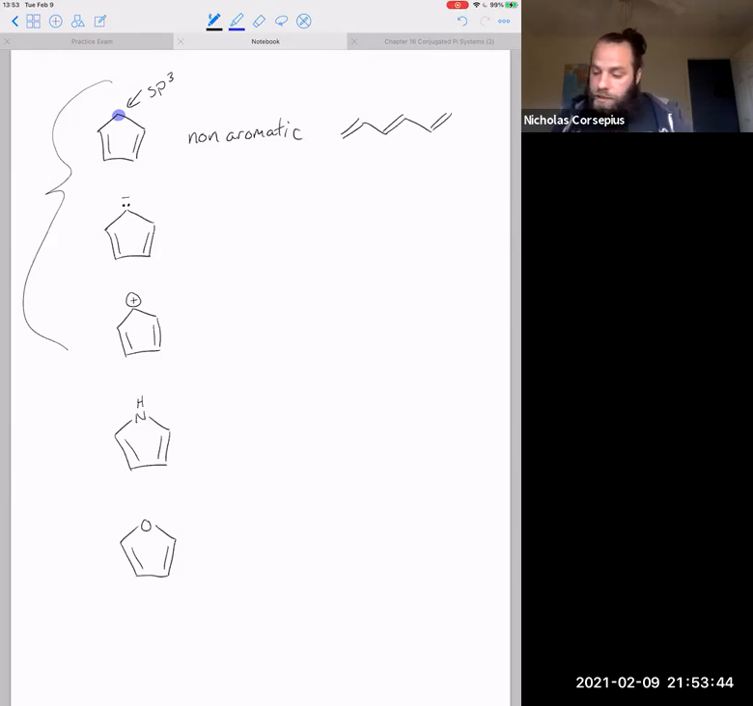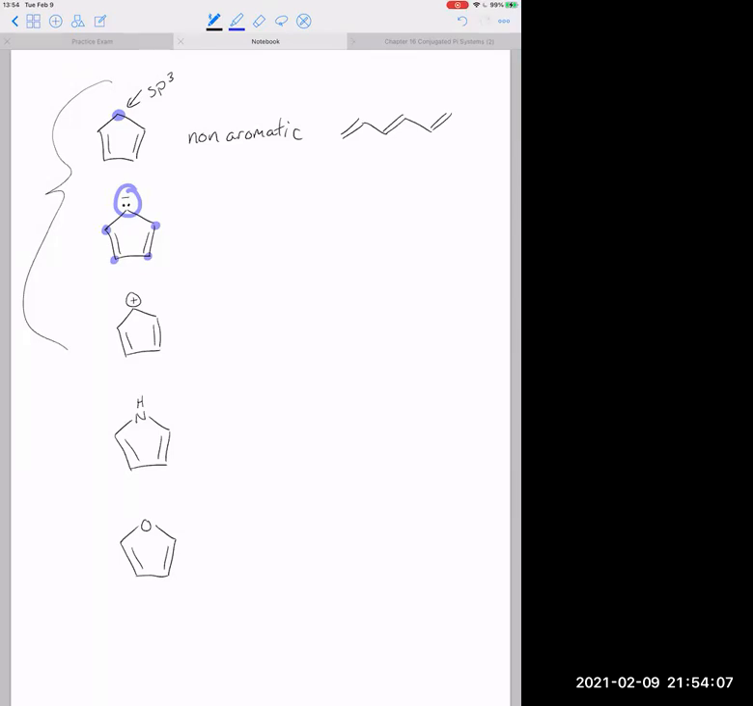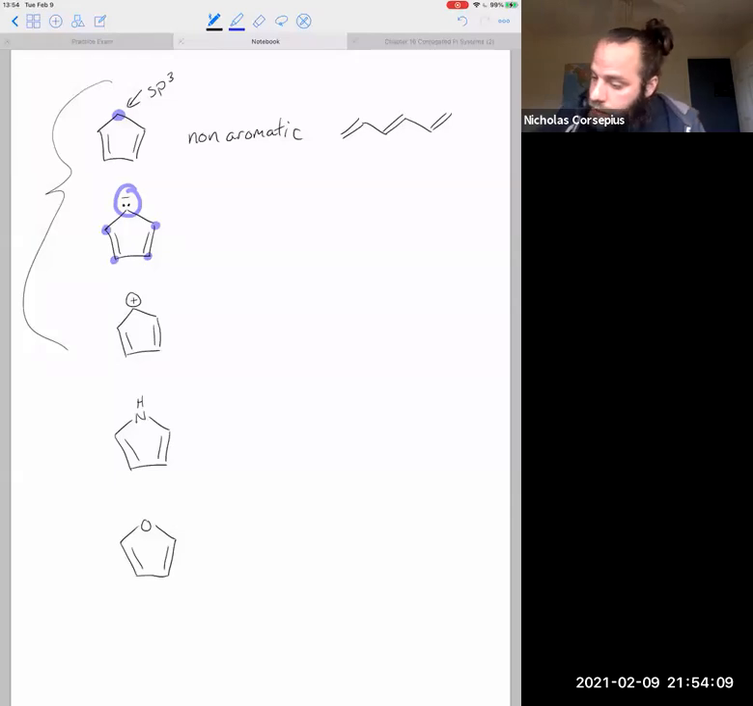So for the bottom ones now, this is sp2, sp2, sp2, sp2, and this pair of electrons here is living in a p orbital as well. Is this going to be aromatic? So we know it's not non-aromatic. Is it anti-aromatic or aromatic? What's the rule that we're looking for there? Huckel's rule, which is 4n plus 2.